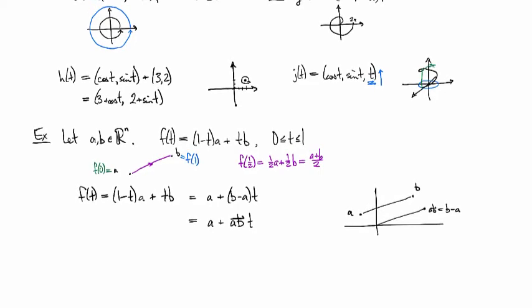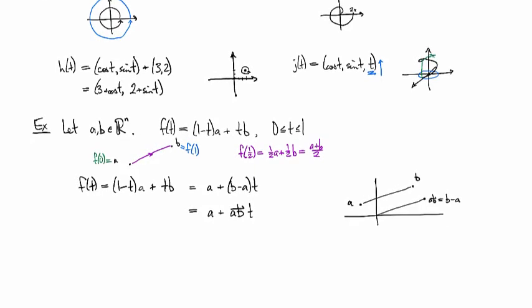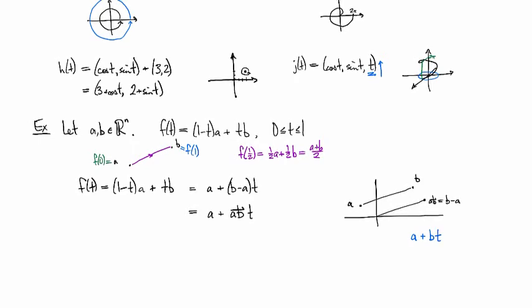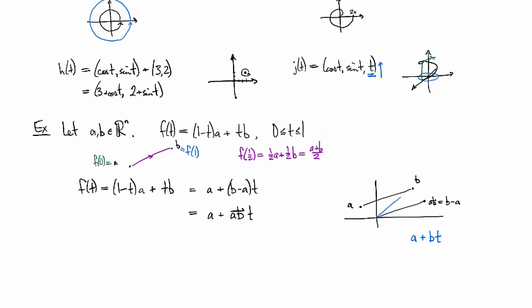The reason why I want to make a little bit of a fuss about this is because people often have a tendency to write down something like this: let's start at A and then go in the direction of B. And that is not what you mean, because this vector here, that's B.